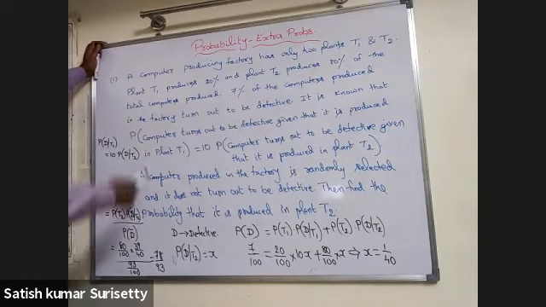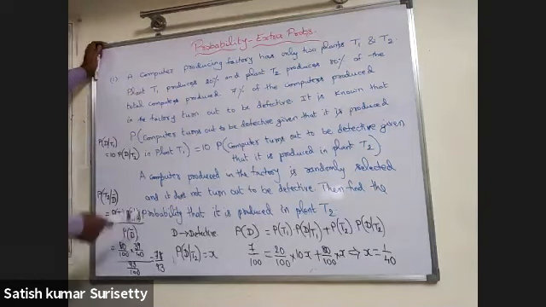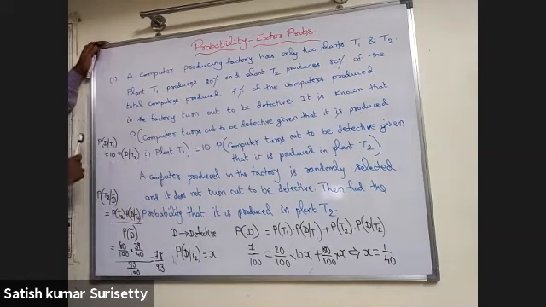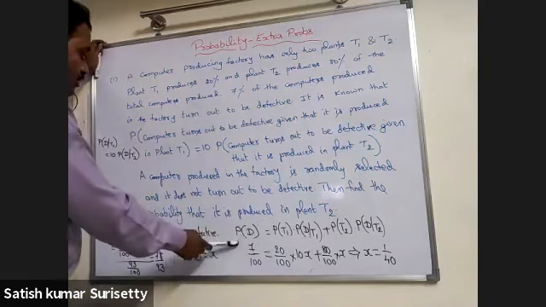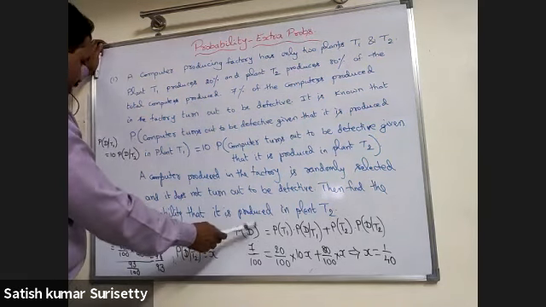So here T1 denotes the plant T1, T2 denotes the plant T2, and D denotes the defective. As per the statement, it is given that the probability of D given T1 equals 10 times the probability of D given T2. If I take the probability of D given T2 as x, then the probability of D given T1 will be 10x.